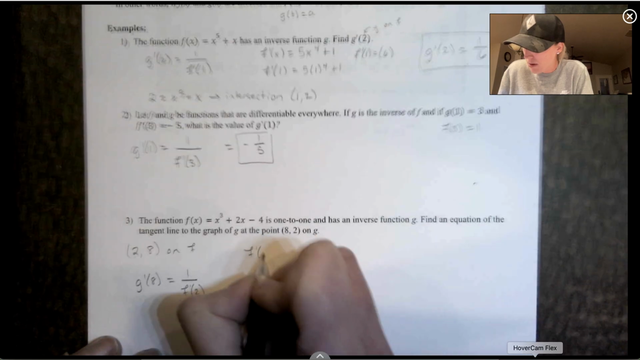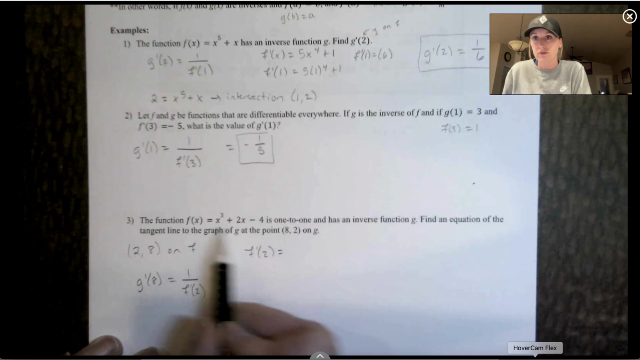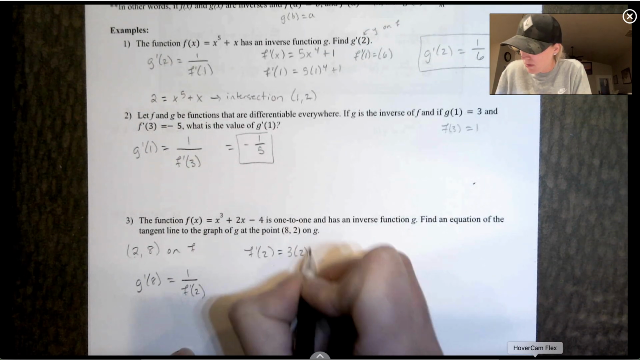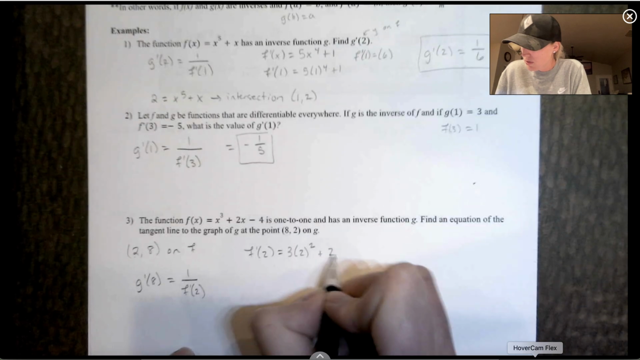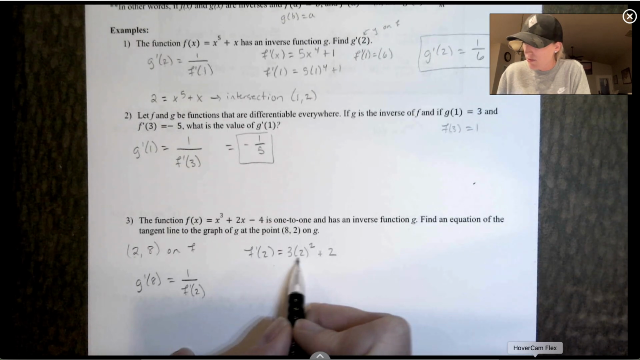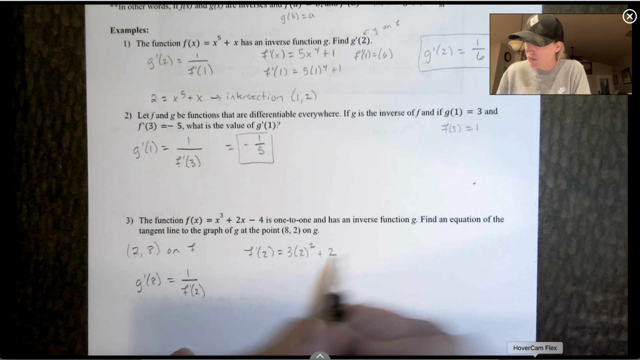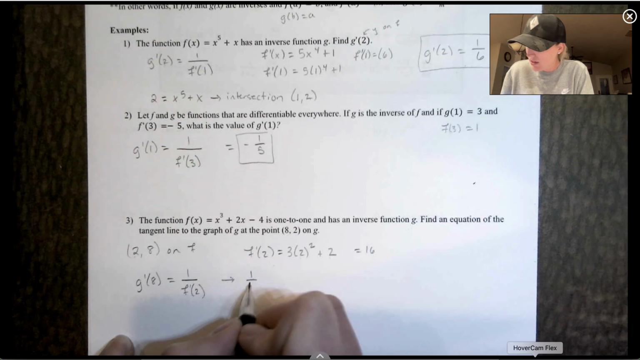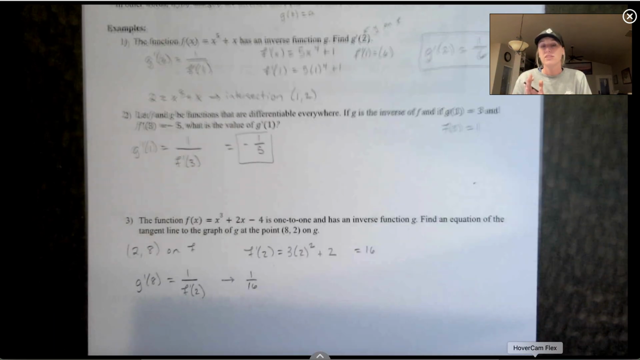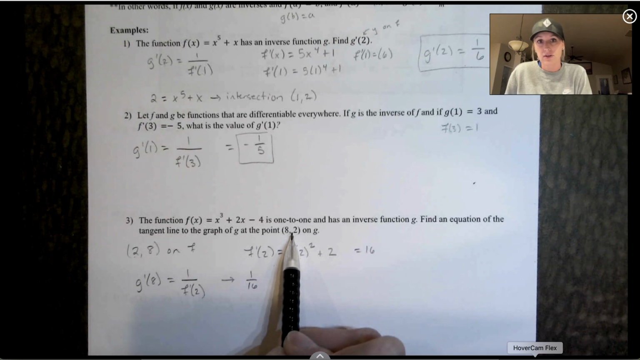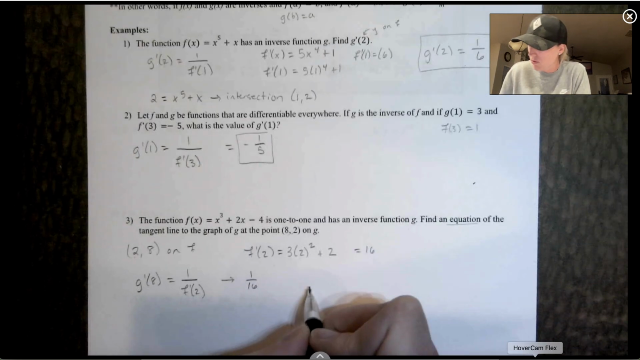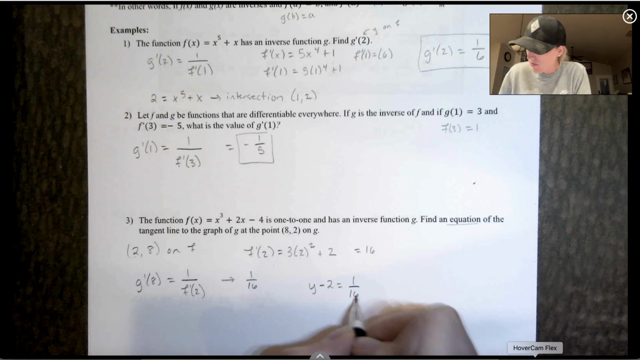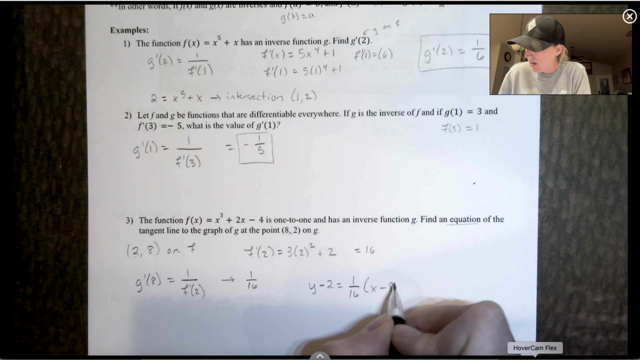So f prime of 2, I'm going to do this in one step. I'm going to take the derivative of f and plug in 2. So this is going to become 3x squared, but I'm plugging in 2 for x, plus 2. Simplify here, we get 3 times 4 is 12, plus 2 is 16. So when I come back here, this is going to equal 1/16. So that is my slope of the tangent line to g at this point. Now they want the equation of the line, so I'm going to use point slope form. So y minus our y coordinate, 2, equals the slope of 1/16 times x minus the x coordinate of 8.